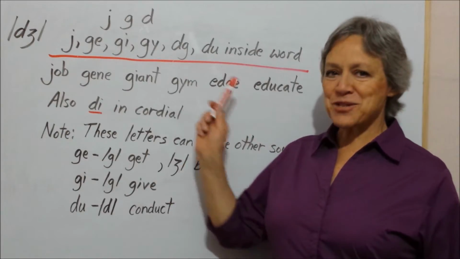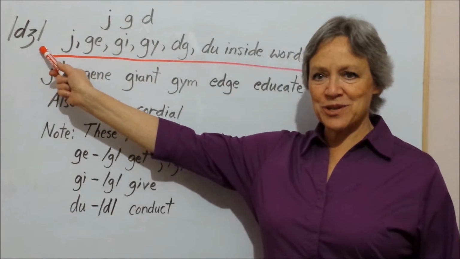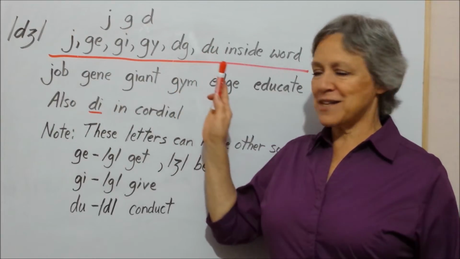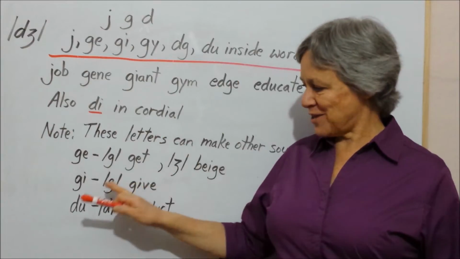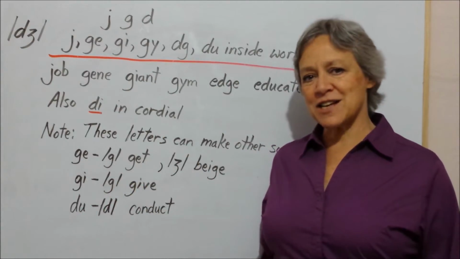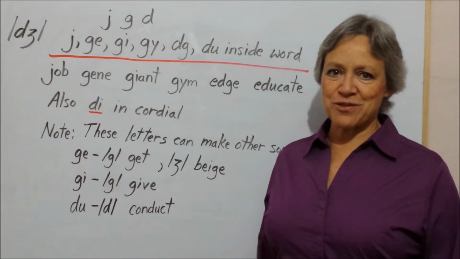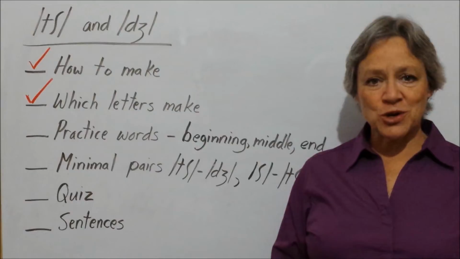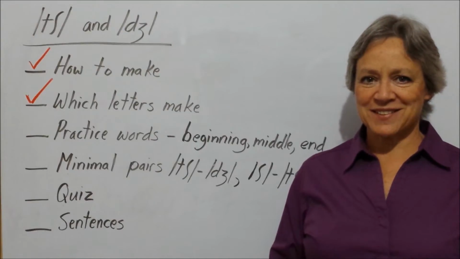So, yes, we get the J sound when we have all of these letter combinations, but as I said, these letters can also make other sounds. If you're interested in any of the other sounds that these letters make, please take a look at my other videos. Now let's practice saying some words with these sounds.